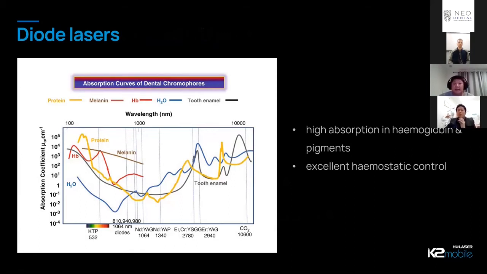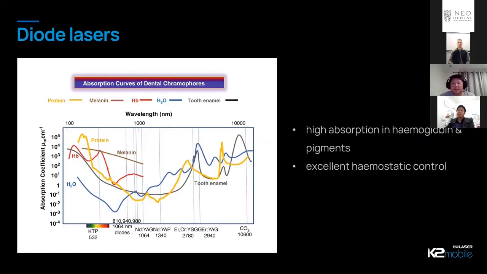lasers. And if you follow that graph up, it's not very well absorbed in water, which is the blue line, nor in the enamel, which is the black line, but there's actually quite good absorption in hemoglobin and melanin, and that's why it works so well on soft tissue.